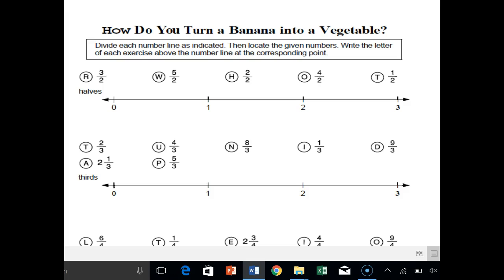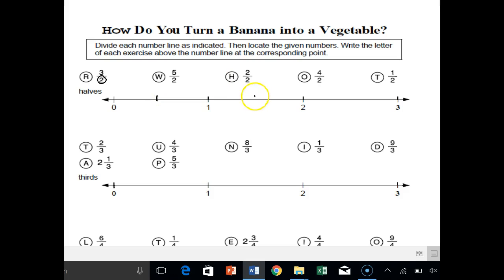So how do you turn a banana into a vegetable? So you're going to chop up this number line by the denominator. Remember, the denominator tells us what our whole is divided into. So why don't right off the bat you go ahead and say, okay, it said halves. So we're going to chop up the number line into halves.